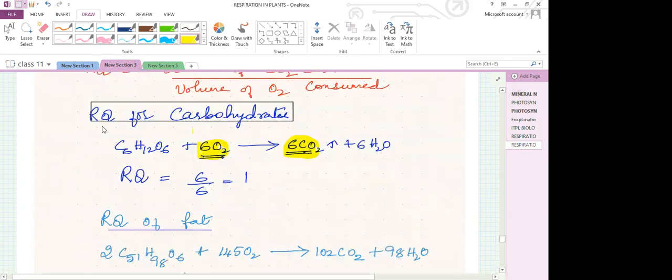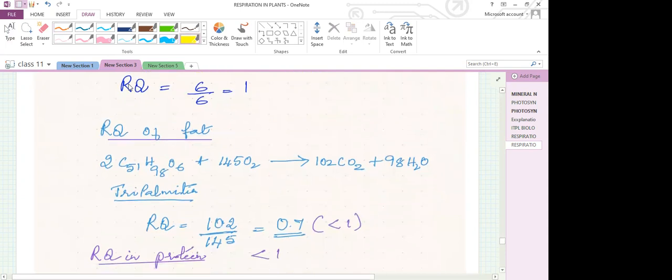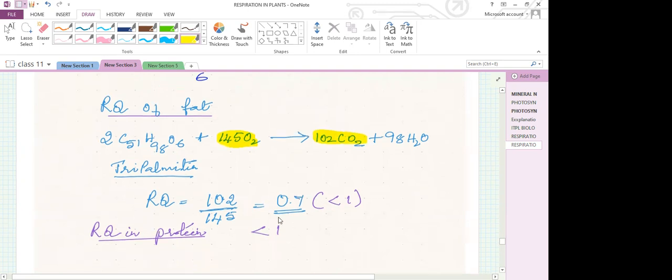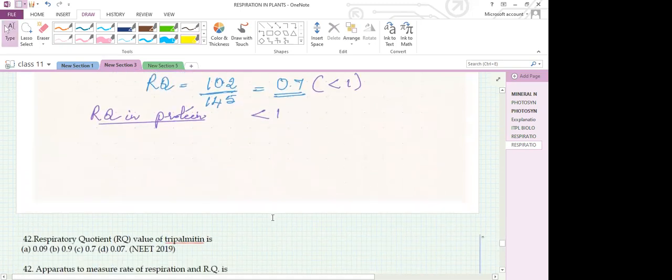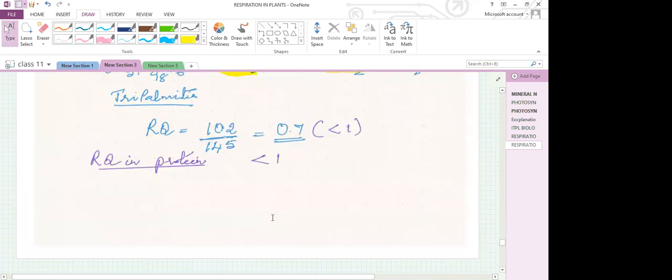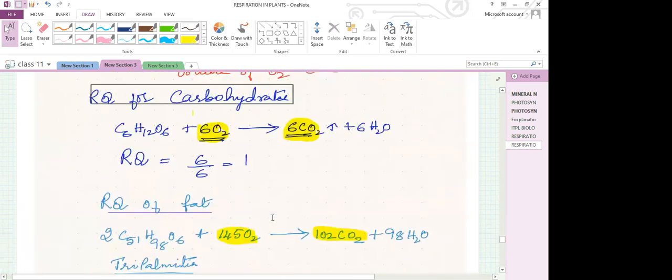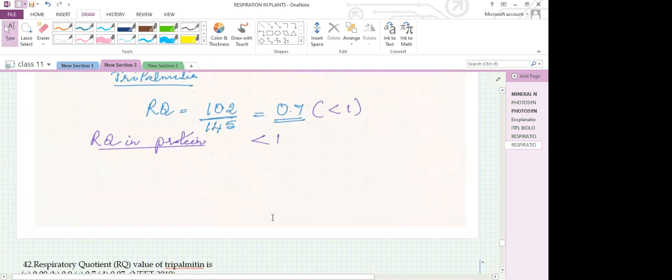So with respect to fat, this is tripalmitic acid, one of the fatty acids we have taken as an example. Here 145 oxygen is consumed and 102 carbon dioxide given out. So it's 0.7, which is lesser than 1. So the respiratory quotient shows incomplete oxidation here; it is lesser than 1. Therefore, complete oxidation happens only with respect to carbohydrate.